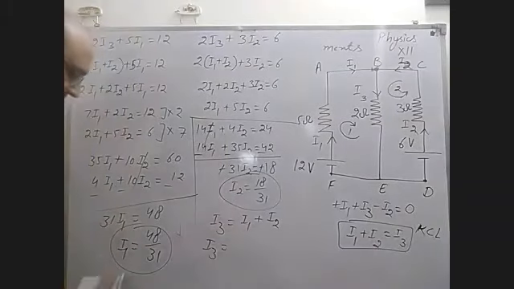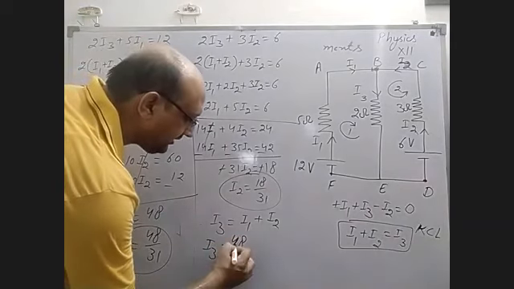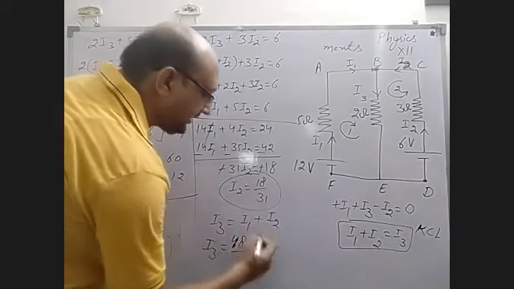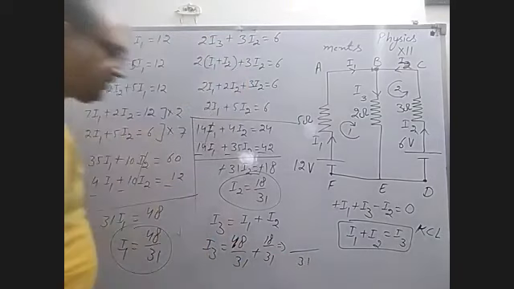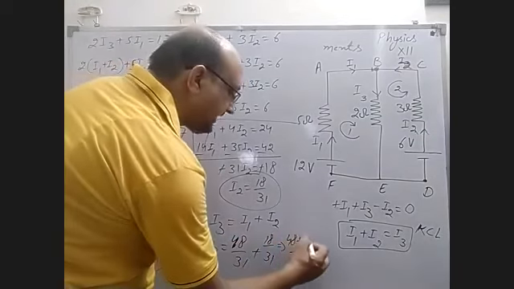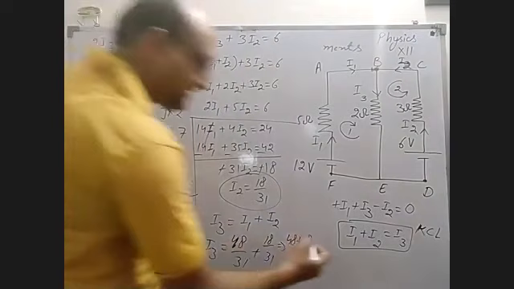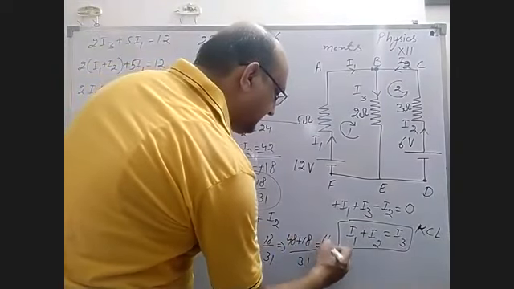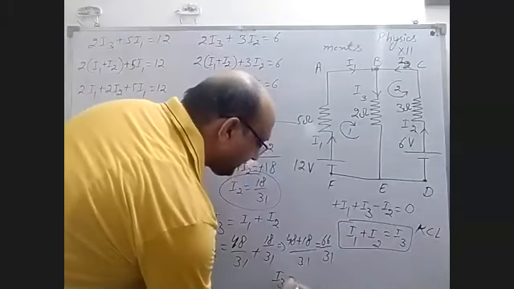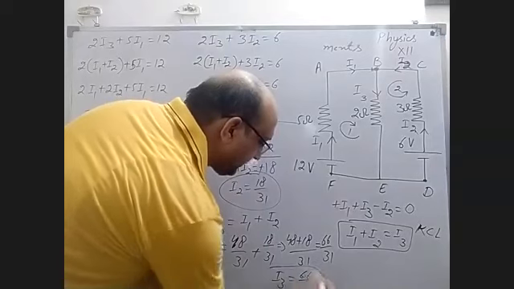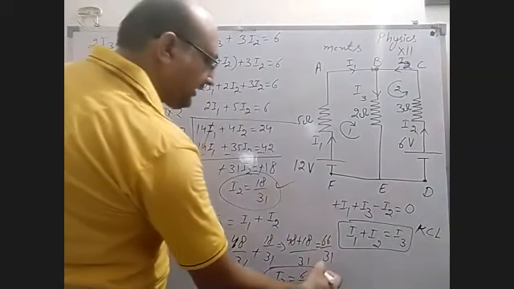I3 is equal to, what is I1? 48 upon 31 plus 18 upon 31. Now the LCM is 31, 48 plus 18. 48, 58, 66. Now the answer is 66 upon 31. This is the value of I3. 66 upon 31. Now these are your answers, I1, I2, I3.